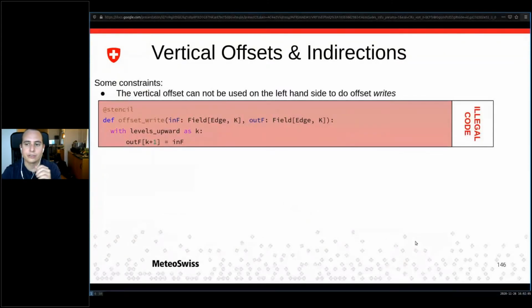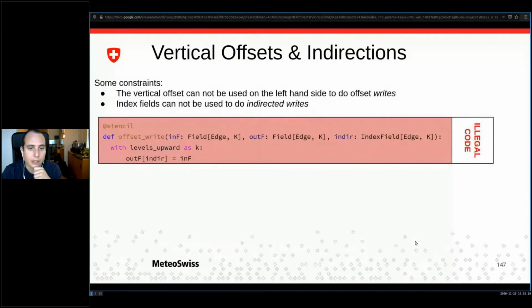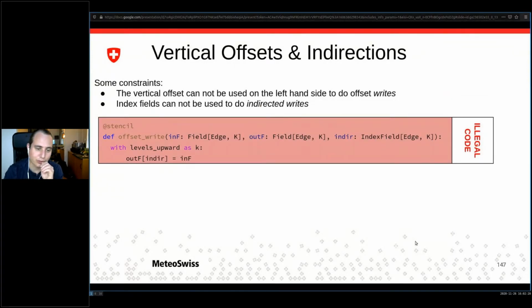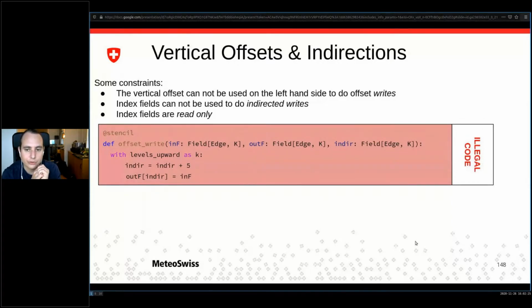So some constraints. Again, writing to an offset, be it horizontal or vertical, is a big no-no. This is not going to work. And it's also obviously the same if you do it like this, it would be even worse. So this is also prohibited. You're also currently not allowed to mess with an index field. So if a field is used as an index field, so sorry, this should read index field here, then it's actually protected from being written to.